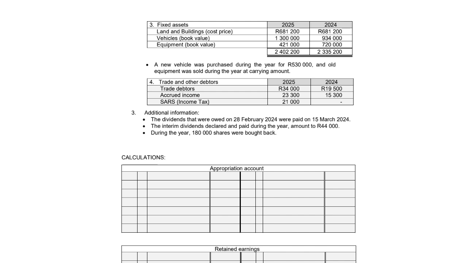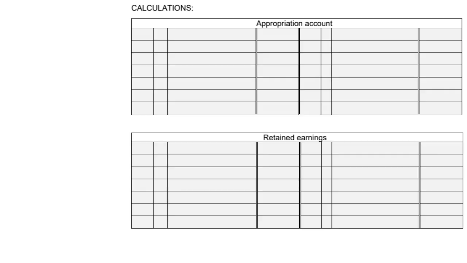Okay, once again, we have to do calculations. The first thing we need to do is draw up an appropriation account. Firstly, we have to start with a format. On the debit side, we'll have income tax. We'll have ordinary share dividends. And we will have our retained income.